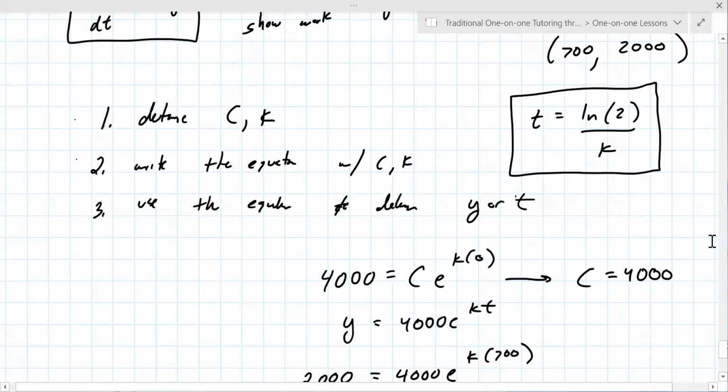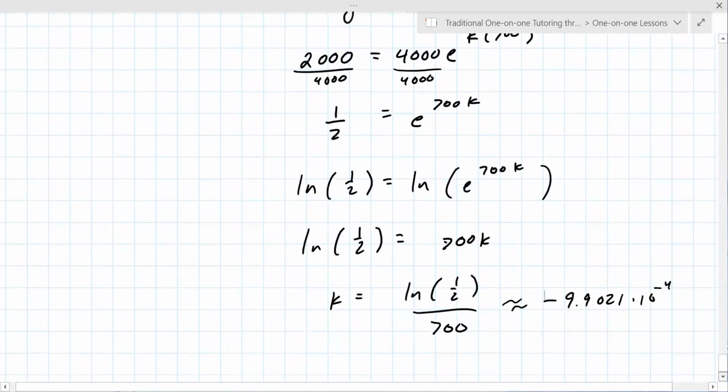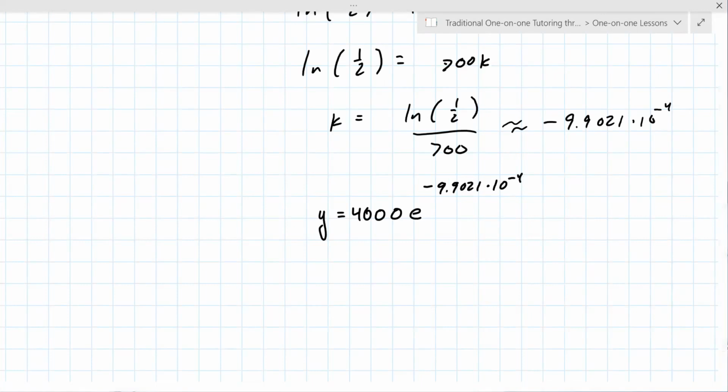Determine C and K. We found C and we found K. So now you can rewrite the equation. You can write y equals 4,000 e to the minus 9.9021 times 10 to the minus 4th times t. Okay, and then we can go back to the actual question here.